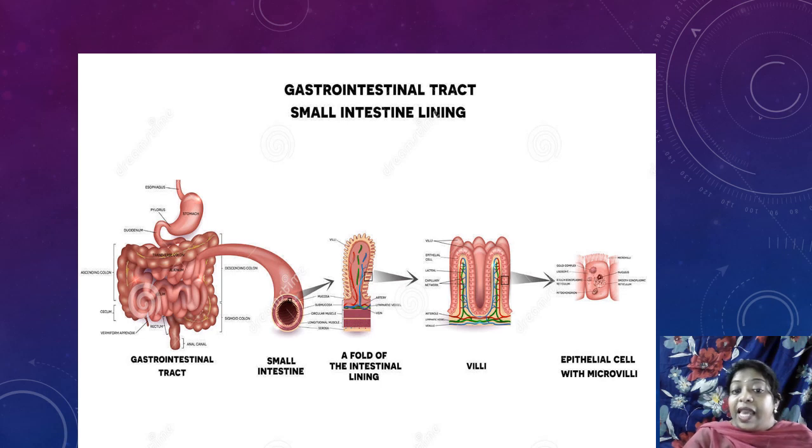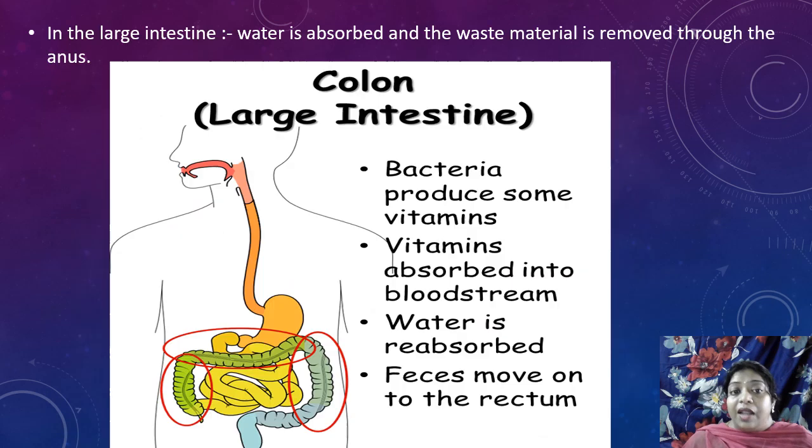And of course, inside the inner folds of the intestine, you have many finger-like structures, just the way you see in the third picture here. That finger-like structure is called the villi, and this villi is again divided into microvilli. Here the absorption and digestion takes place with the help of this villi. The next part after this is the large intestine.